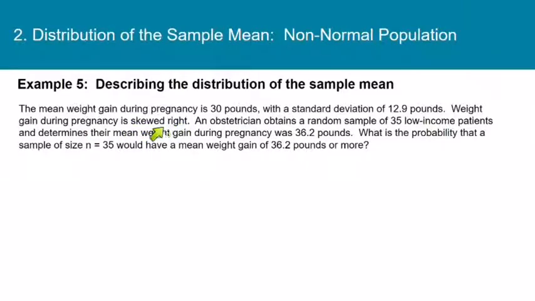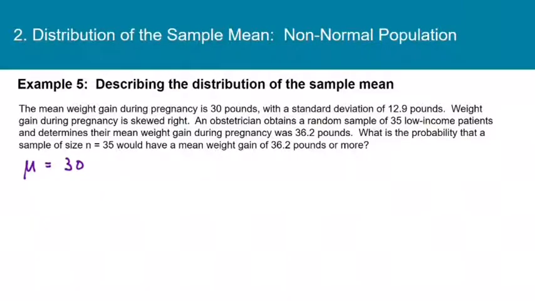The first thing I want you to notice is that the population we're dealing with has a distribution that is skewed right. Therefore, we could not use the z-table to find the probability that one randomly selected patient would have a weight gain of 36.2 pounds or more. We can't do that because the distribution is skewed right. However, the central limit theorem tells us that as long as n is greater than or equal to 30, the sampling distribution of the sample mean will be normally distributed, and therefore we can use the z-table to find probabilities. So, knowing that this distribution is skewed right, it's important for us to have n of at least 30, and we do have n equals 35 here.